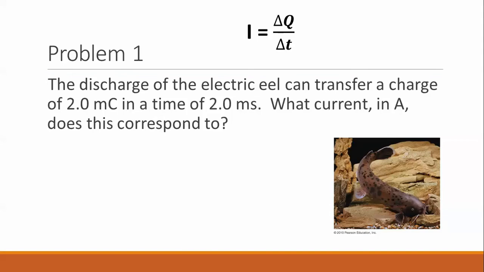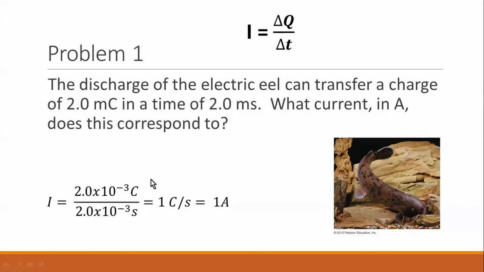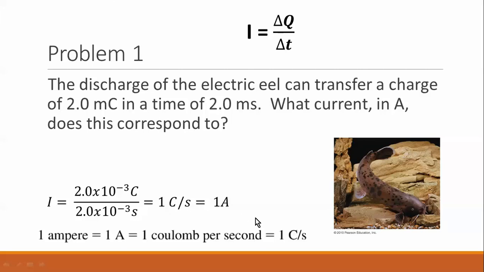Let's say we have an electric eel, and it discharges, and it can transfer a charge of 2 millicoulombs in a time of 2 milliseconds. What is the current of this electric eel? So we're just going to convert these into the standard units and solve for I. So milli is 10 to the negative 3 coulombs, and milliseconds is 10 to the negative 3 seconds, so it ends up being 1 coulomb per second, or 1 ampere of current. And 1 ampere equals 1 coulomb per second.